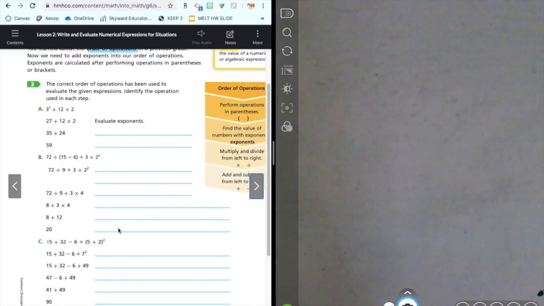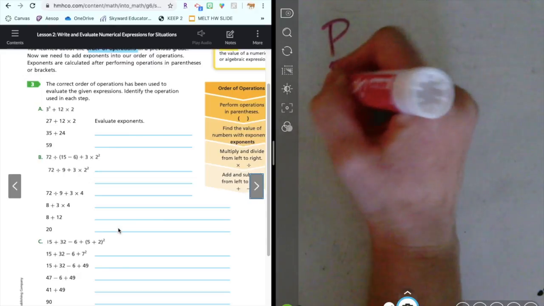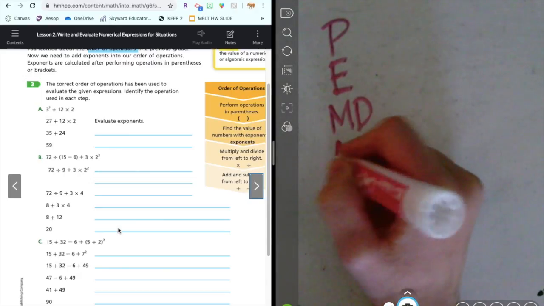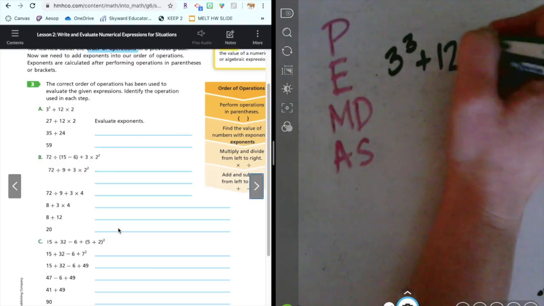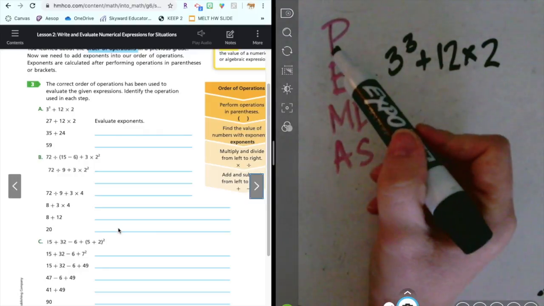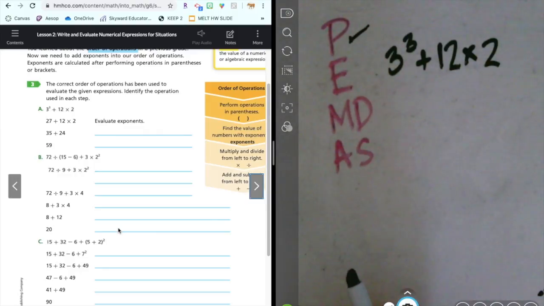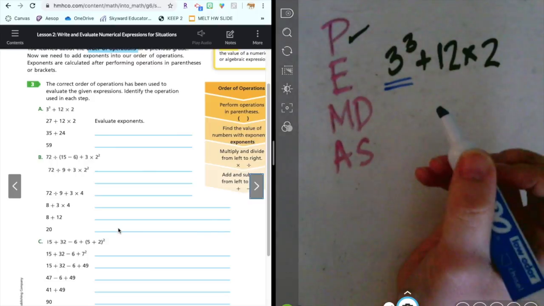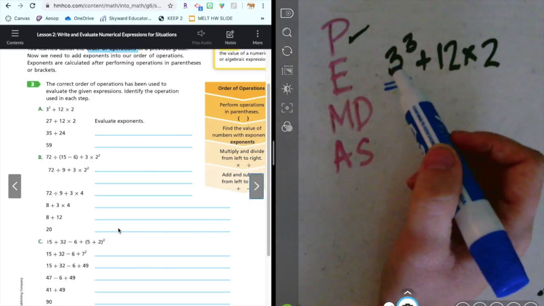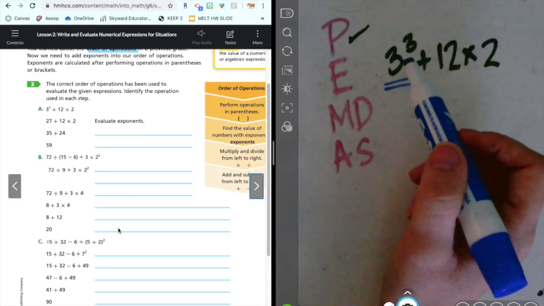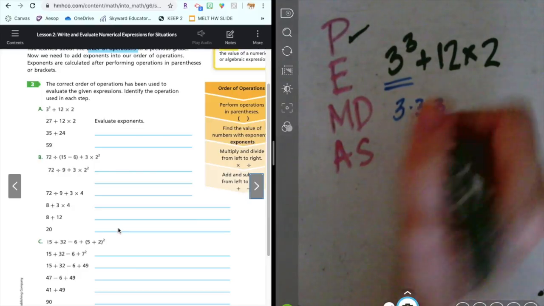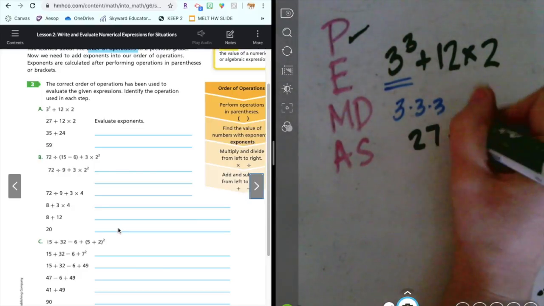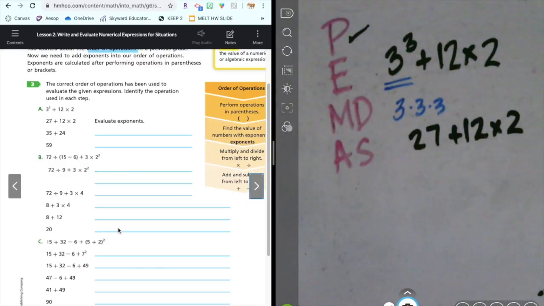So we're going to start with A. And so let's see, if I write this down, P-E-M-D-A-S, we're going to do 3 cubed plus 12 times 2. Okay, so are there any parentheses? Nope, so we're done there. Exponents. There are exponents. So we're going to do that first. And if you remember back before break when we talked about exponents, the base, the big number, was the one we're going to multiply, and the little exponent was how many times we're going to multiply it. So we're going to do 3 times 3 times 3. We get 27. And then I'm going to bring down the rest of my problem. Okay. Are there any more exponents?